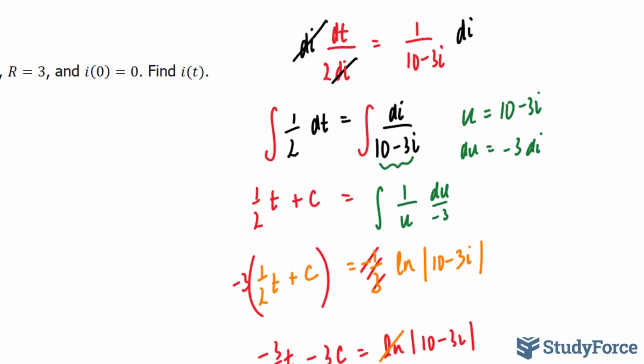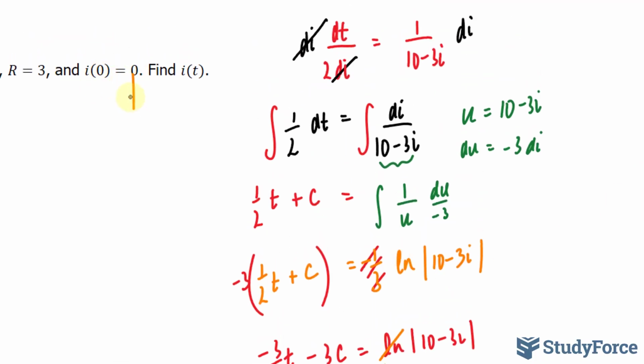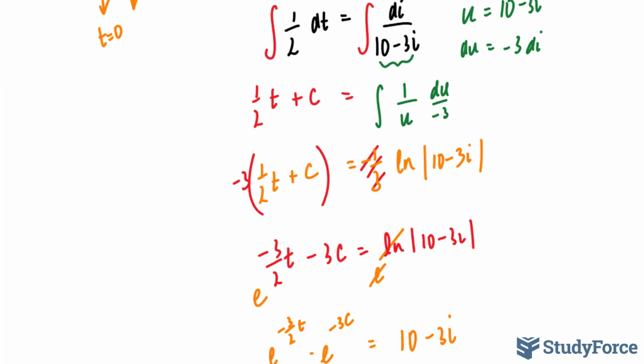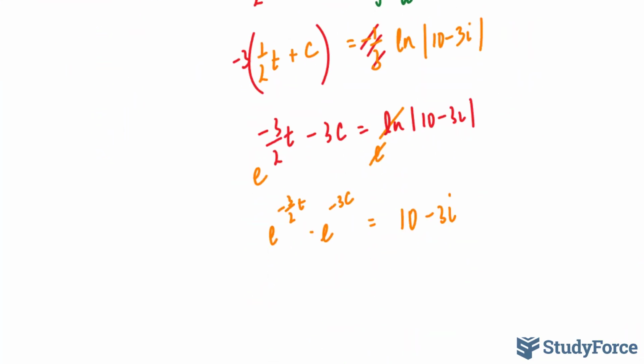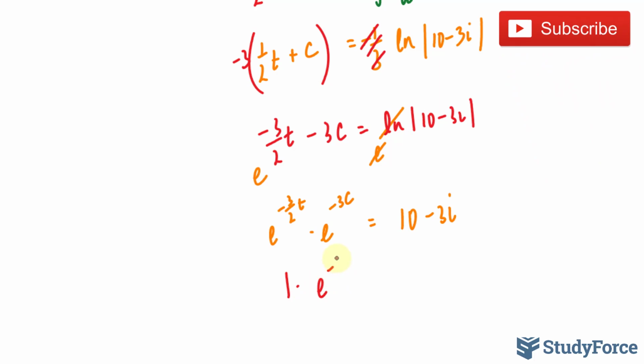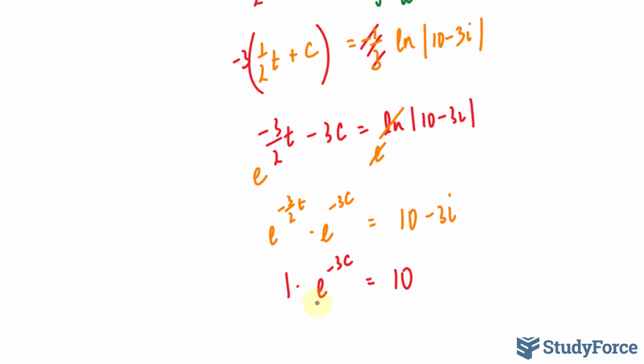At this point, I can replace I with 0 and t with 0. Let's go ahead and do that, see what happens. Replacing this t with 0 gives me e to the power of 0, which is 1. 1 times e to the power of negative 3c. And replacing this with 0, I end up with 10. Therefore, our constant, this part, is equal to 10.